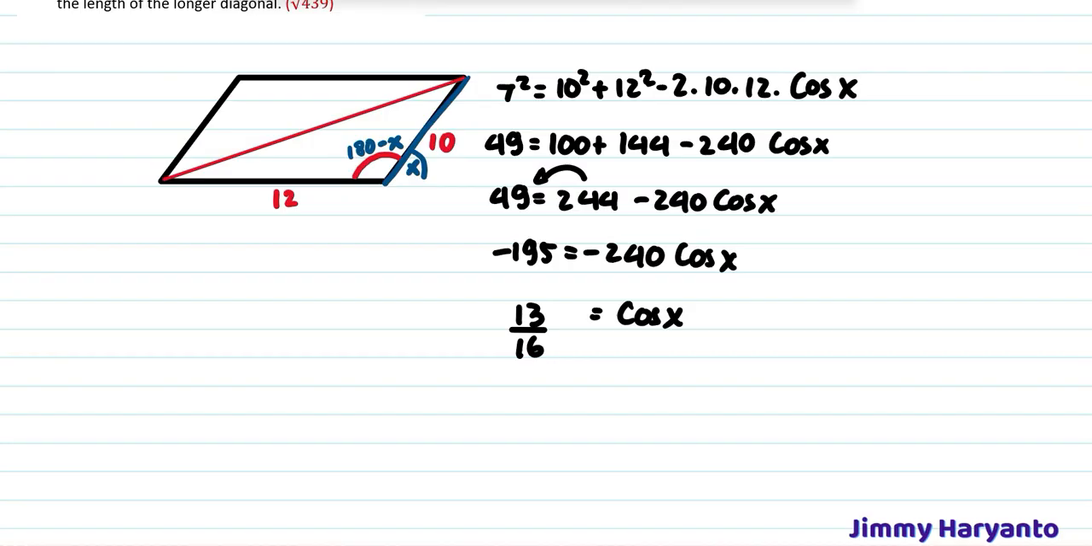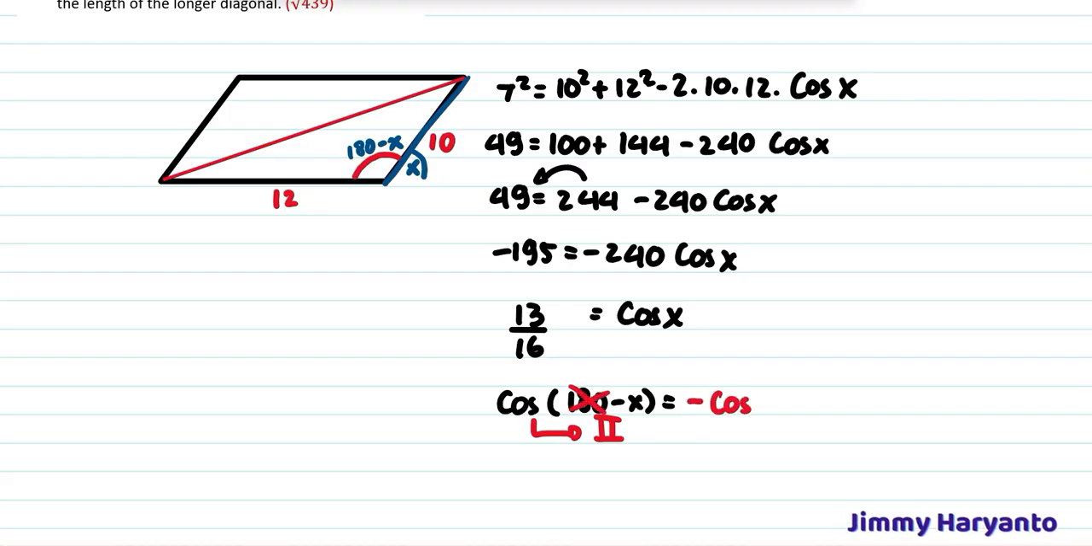Okay, good. So the next thing is we have to find the value of cos of 180 degrees minus x. 180 degrees minus x is in the second quadrant, which means cos in the second quadrant will be negative. You will erase the 180. We already learned this in the previous chapter, right? So I think you should be able to do this. So the value of cos of 180 minus x is negative 13 over 16. Okay, good. Now we already have the value of this cos, we can find this one.